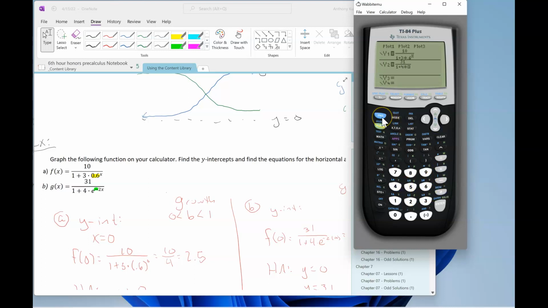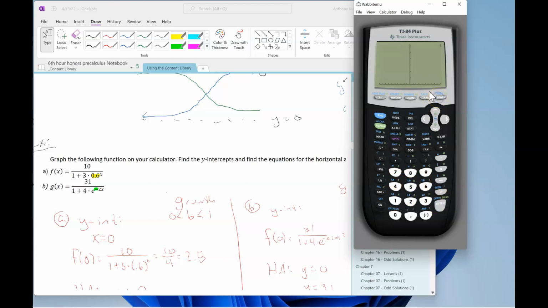Remember how to get the E on your calculator? Press second and then the LN button, which is just a couple buttons up from the on key. Okay, so there's that. I'm going to reset my window. I'm just going to go -10 to 10 on the x-axis. And then for the y-axis, I know that the lower bound for each of them is 0. The biggest upper bound is 31, so I'll make those the min and max.